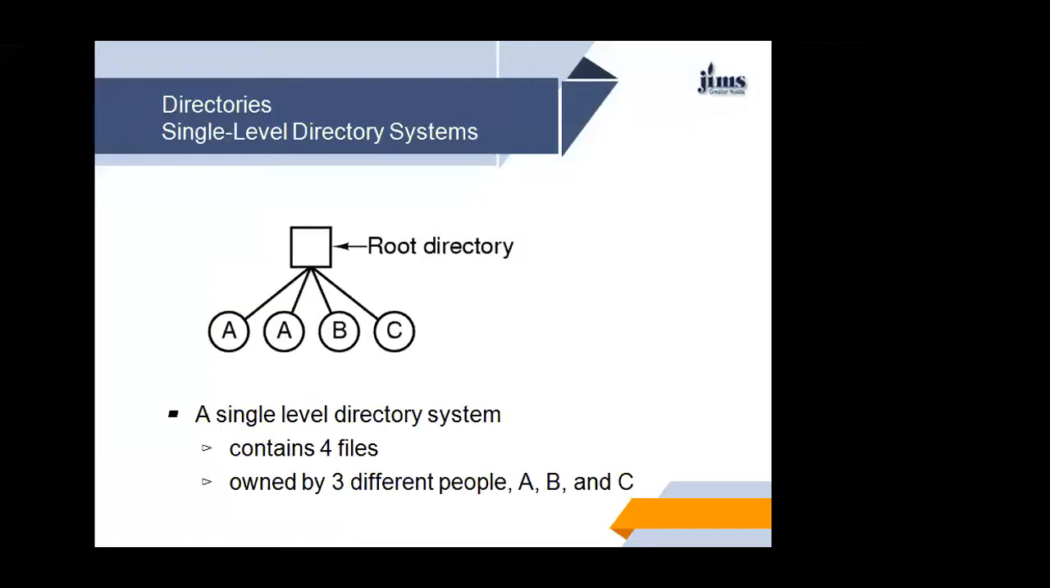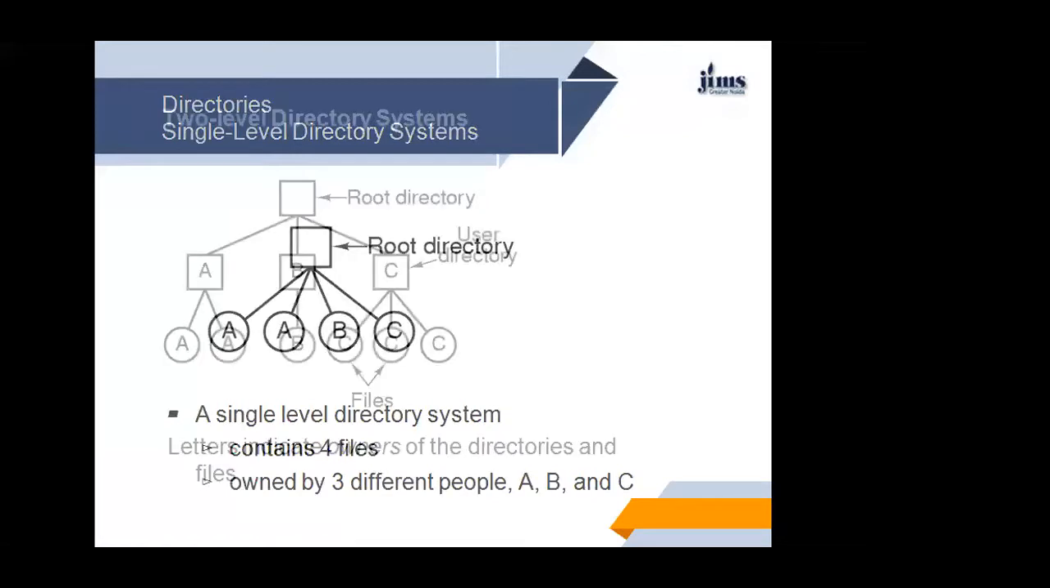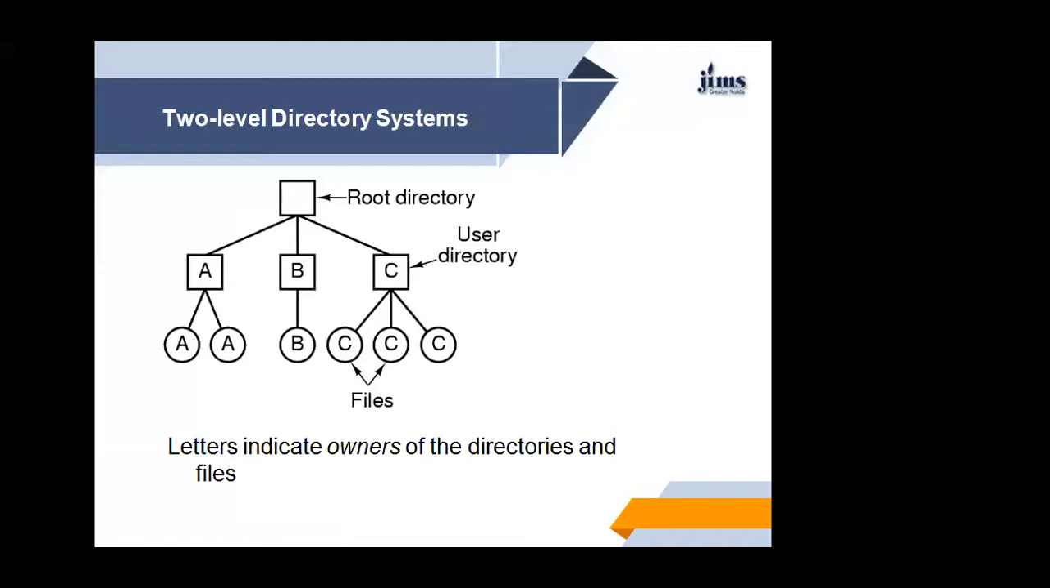And now the directories. This is the single level directory system. The root directory will be there. A single level directory system contains 4 files. The square represents the root directory. Here A, B, C are three different files. Now the two-level directory structure: the root directory will be there, and three subdirectories A, B, C, and these three directories have the files A, B, C, C, C like this.